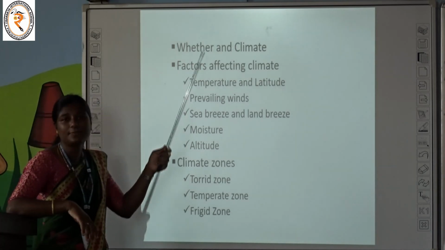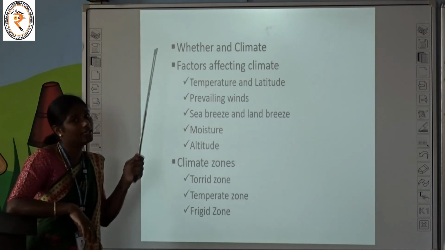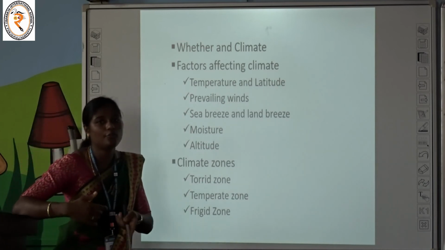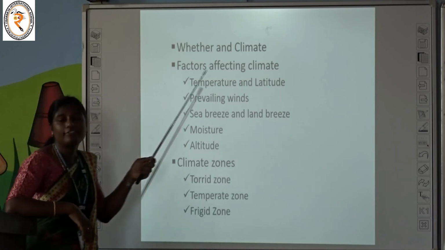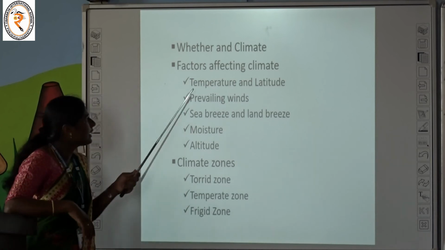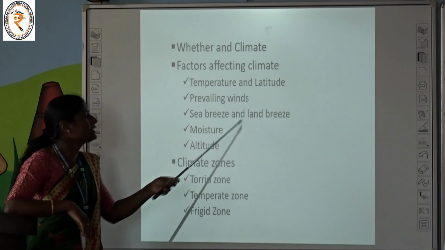We saw the difference between weather and climate. Weather is the atmospheric condition which lasts for a short period, and climate lasts for a long period, up to 3 to 4 months. Some factors change the climate of a region: temperature and latitude, prevailing winds, and sea breeze and land breeze.